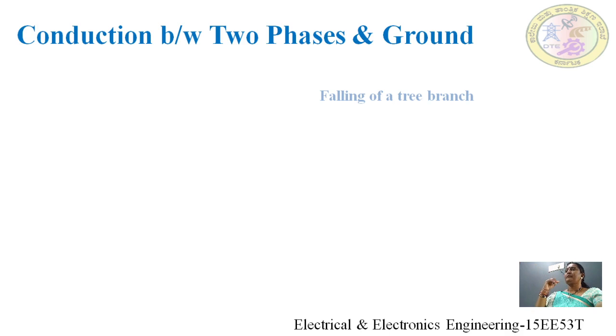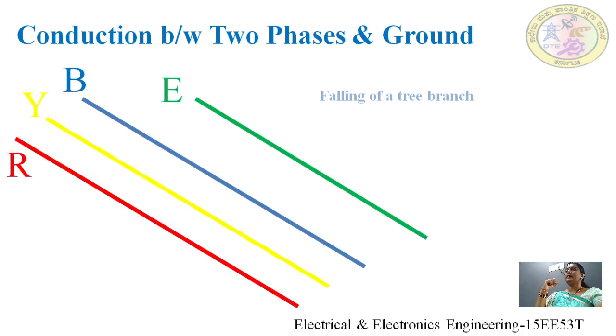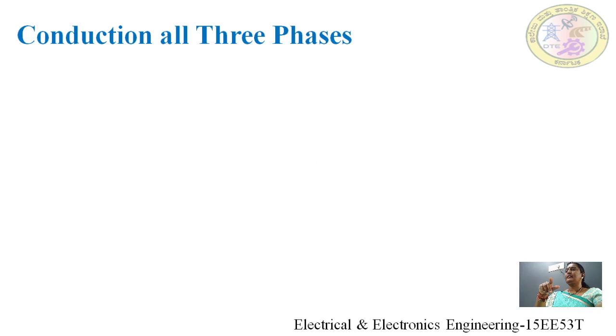Next, conduction between two phases and the ground. Here a distribution network is shown in this figure. Here there is a fault between Y phase to B phase, and again that is connected to the earth. It is a line to line to ground fault. This is also called a double line to ground fault. This is also caused by falling of a tree branch on the conductor, transmission line or a distribution line.